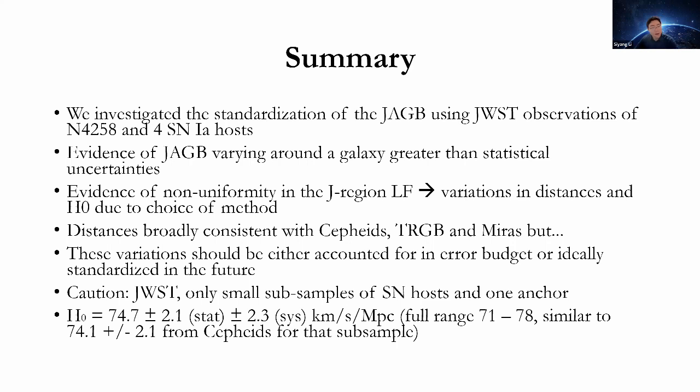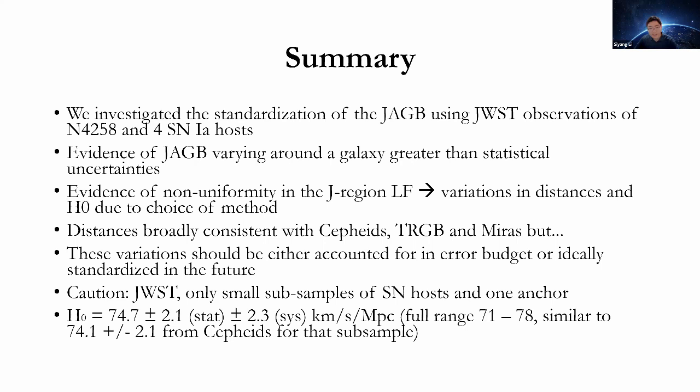Now, we do see broad agreement with Cepheids, TRGB, and Miras, but because there is this methodological variation, and because it's so large, we would argue that these variations really need to be accounted for in the error budgets of your measurements, which is what we do here, or ideally somehow standardized in the future, which may be possible with more JWST observations and Roman coming online.